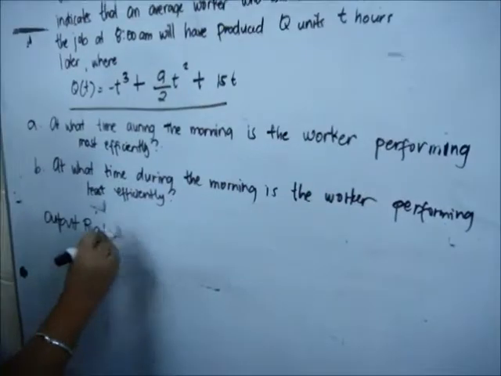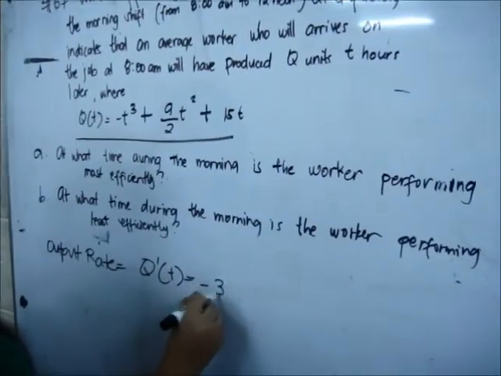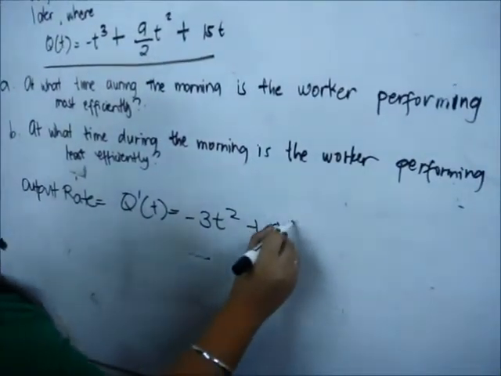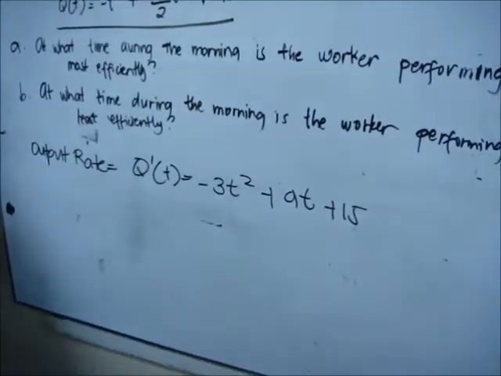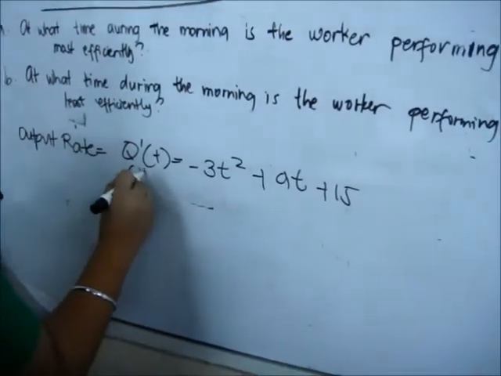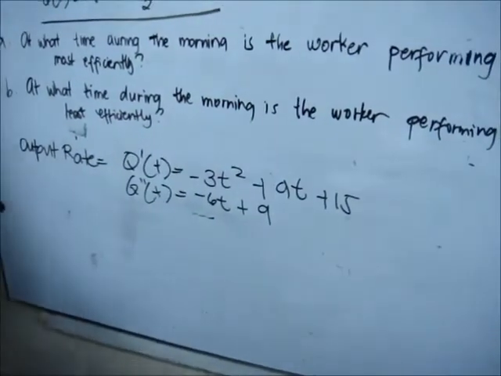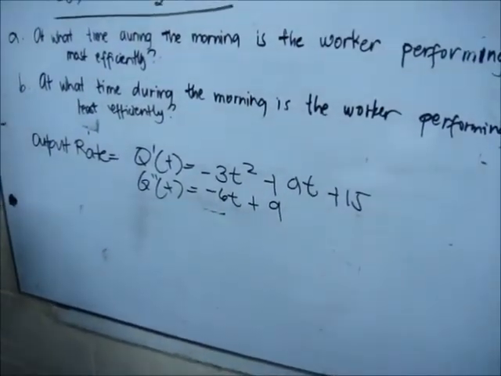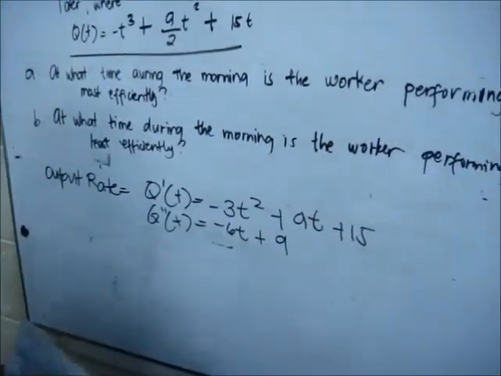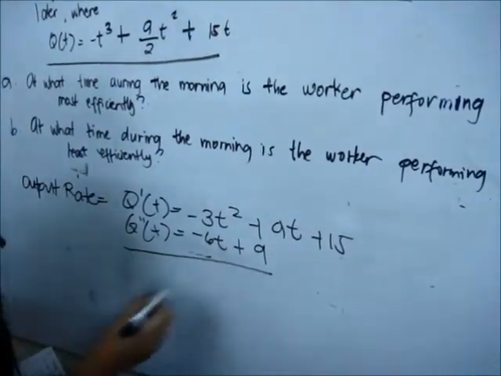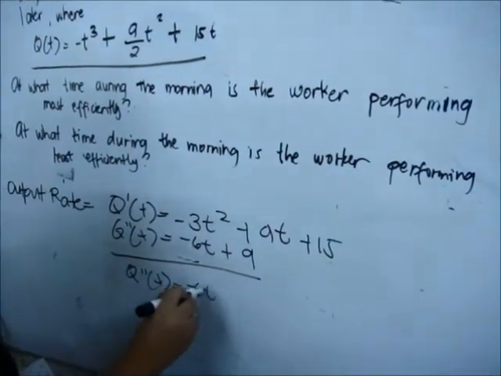First step is to find the first derivative of this equation, which is the output rate. So the output rate is equal to Q prime of T, which is negative 3 T squared plus 9 T plus 15. This is the output rate. We also need to find the second derivative, which is negative 6T plus 9.